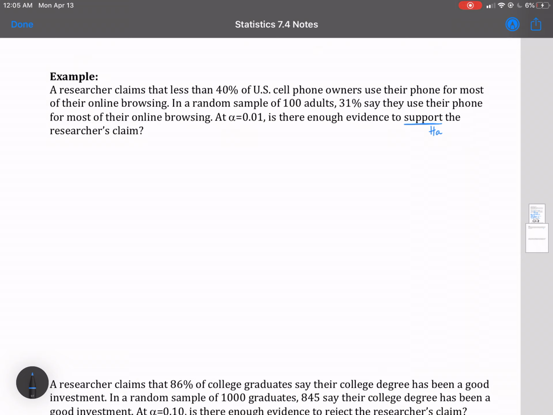Okay, so I'm going to go ahead and state our null and our alternative hypothesis first. So it says less than 40% is our claim. And since it's less than, that does mean that it's in our alternative. And instead of using mu, we're going to be using p. So p is less than 0.40. And our null hypothesis, p is greater than or equal to 0.40.